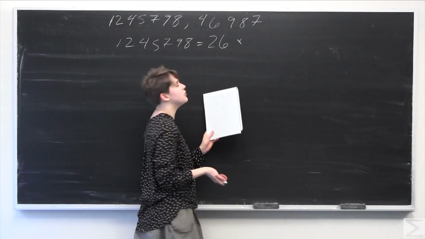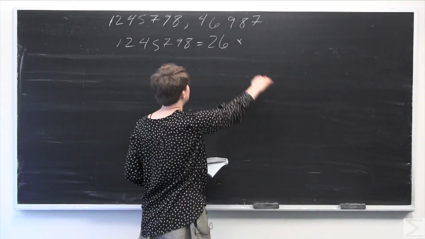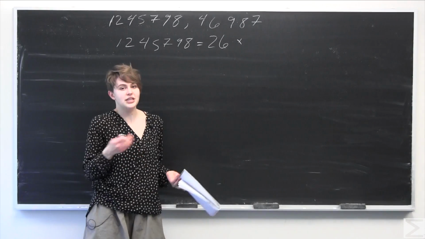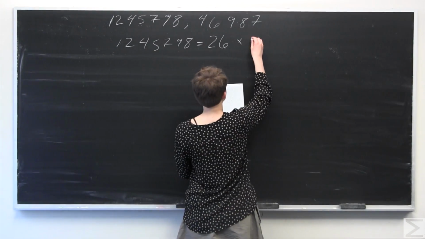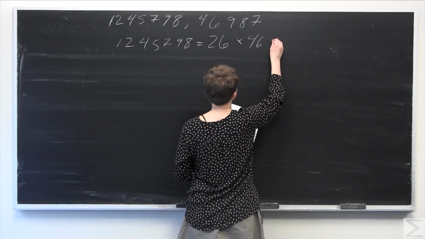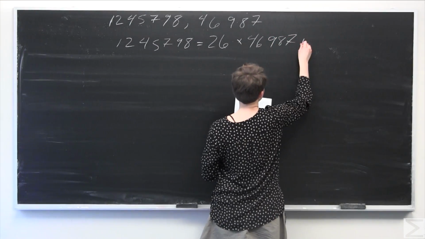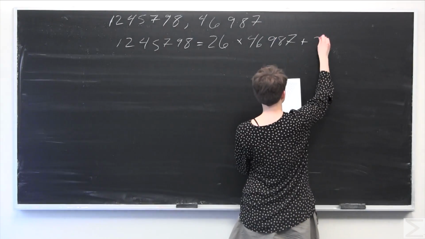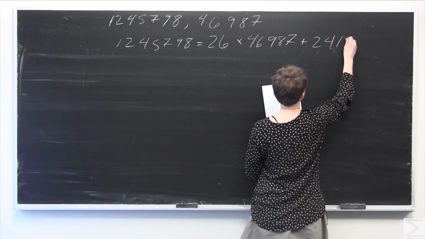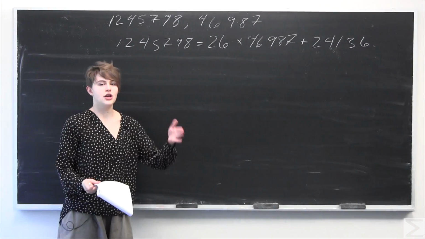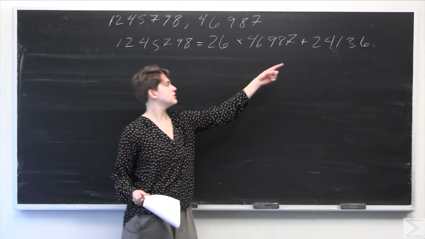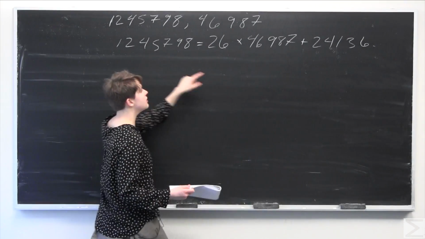When we divide this out, we end up getting that we can put 46,987 in 26 times to this bigger number without going over. So 26 times 46,987 plus, and the remainder here is going to be 24,136.